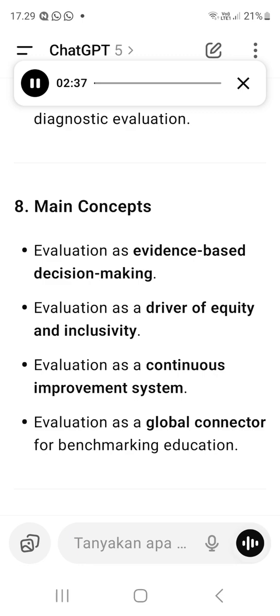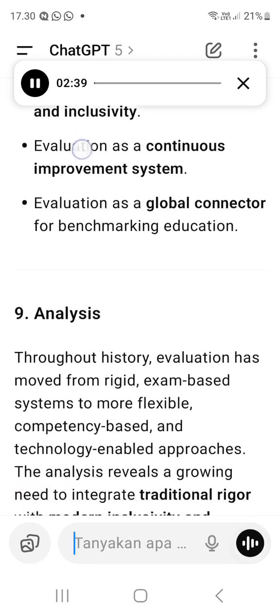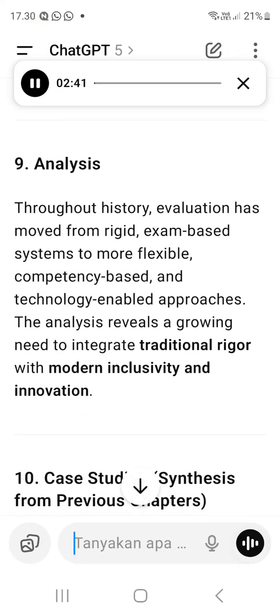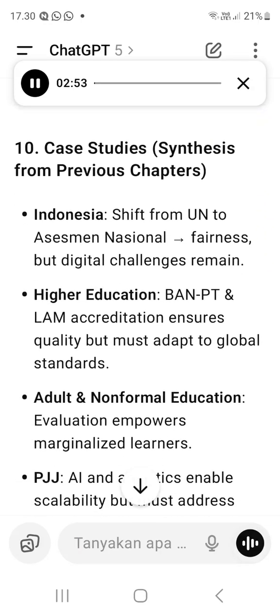Analysis. Throughout history, evaluation has moved from rigid exam-based systems to more flexible, competency-based, and technology-enabled approaches. The analysis reveals a growing need to integrate traditional rigor with modern inclusivity and innovation. Case studies, synthesis from previous chapters. Indonesia, shift from UN to Asesmen Nasional, fairness, but digital challenges remain.